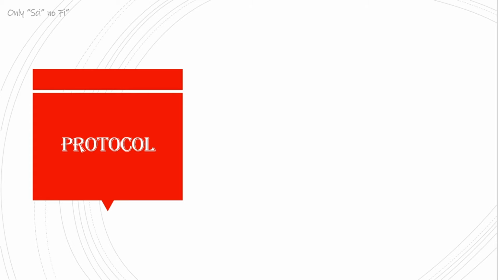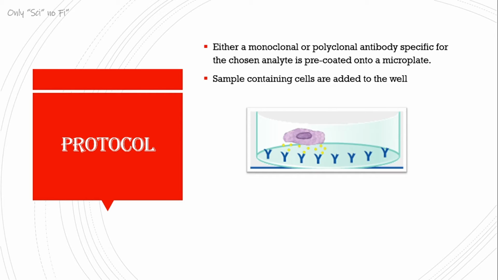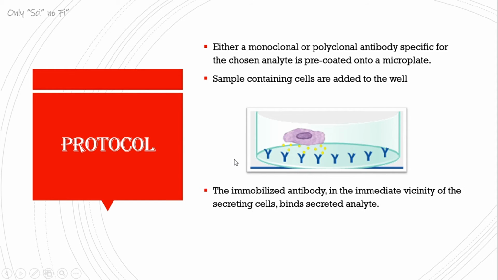So let's move on to the protocol, wherein ELISPOT, similar to ELISA, what is done here is either a monoclonal or polyclonal antibody is coated onto the microtiter plate, following which our sample containing cells which are secreting cytokines is added to this well plate. What happens here is when the cells are added, these cells secrete cytokines in the plate. These cytokines are attached to the antibody which is attached to the microtiter plate, and as I mentioned, the immobilized antibody in the immediate vicinity of the secreting cells binds the secreted analyte.